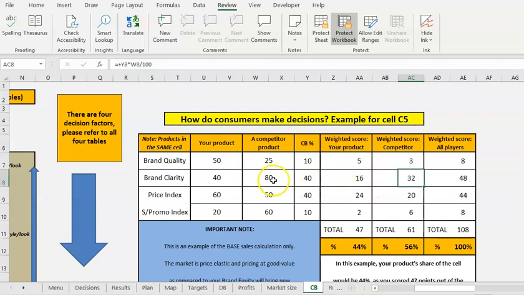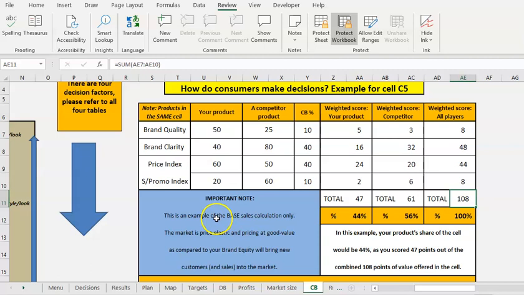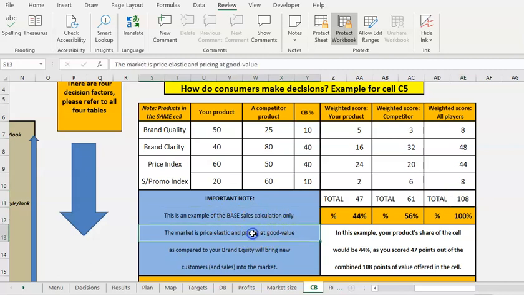They outperform us on clarity. They've got double the clarity. It's very important. They have 16 extra points there. About the same on relative price, and they have some slight advantage on promotion. So basically, in that cell, they get 61 points of value to the marketplace. We have 47. So combined, the market sees 108 points of value, and we just work out the share of that. So this is the base sales. If the market is elastic, so if we have pricing below the brand, we will bring extra sales in.